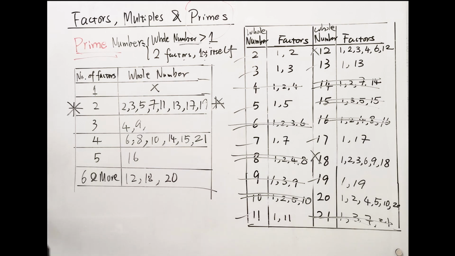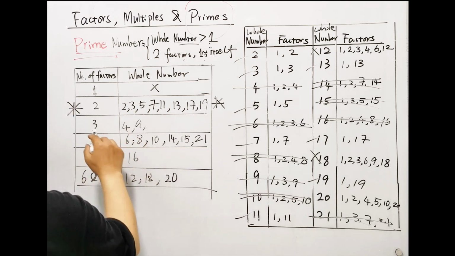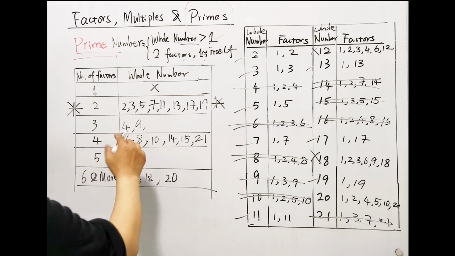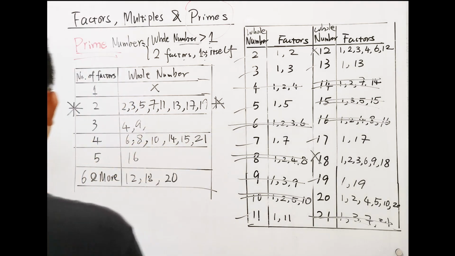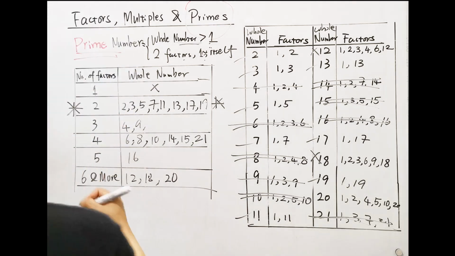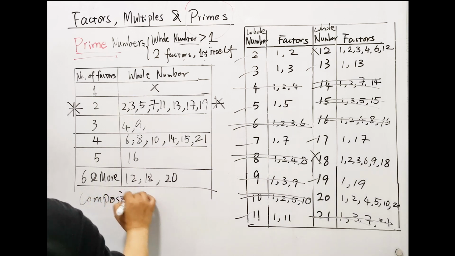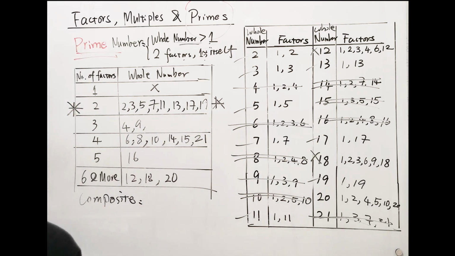Now let's look at the rest of the numbers. They have three or more factors. The rest of those numbers we call composite numbers. Composite number is another concept. What are composite numbers? A composite number is a whole number greater than 1 and has more than two factors.